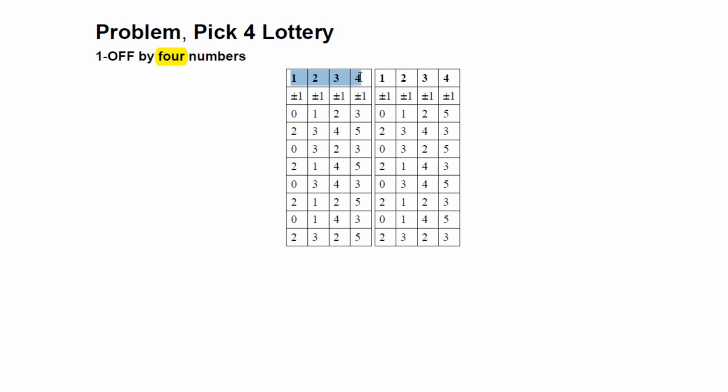And now we have the case of 1 off by 4 numbers. So in such a case we may miss all these 4 numbers by minus or plus 1. So in such a case we can choose each digit here in 2 ways. So how many possible tickets do we have?